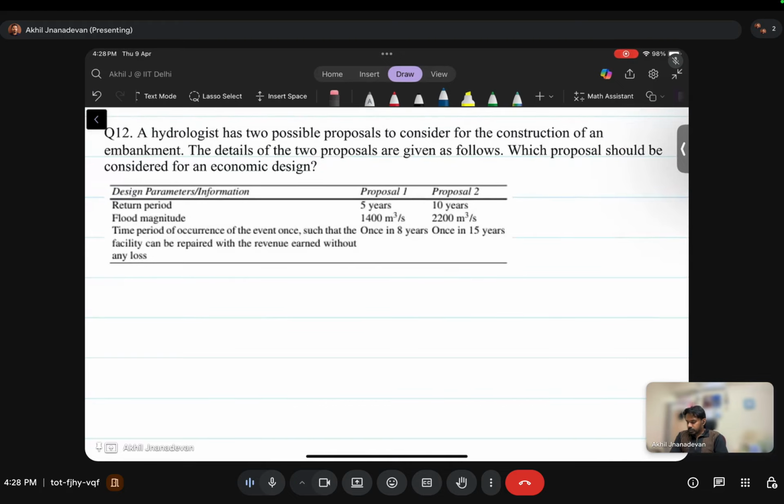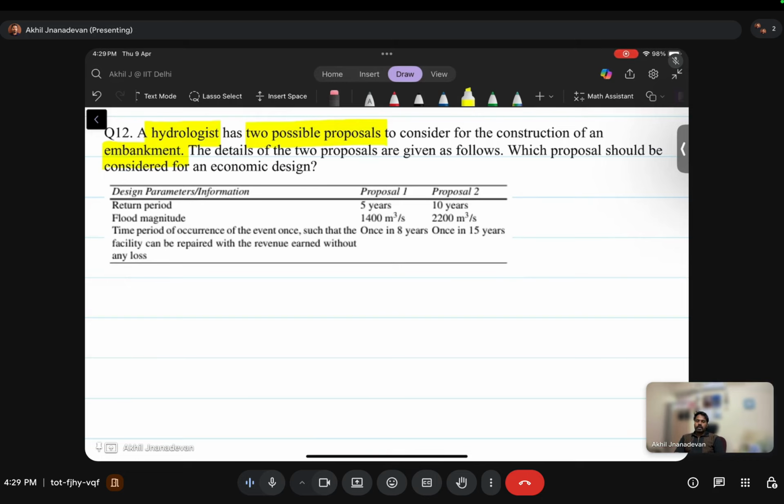So a hydrologist has two possible proposals to consider for the construction of an embankment. Basically, a hydrologist is constructing an embankment and he has two possible proposals. The details of the two proposals are given as follows. Which proposal should be considered for an economic design? So they are asking which of these proposals we need to consider for an economic design, right?